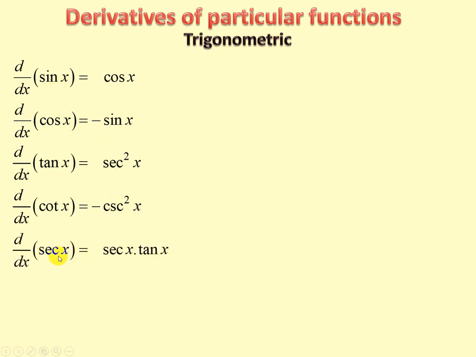And sec, the reciprocal of cos, its derivative is sec x times tan x. Very interesting the way it comes back at us. And of course, the derivative of cosec is negative cosec x cot x. Same pattern as the previous one with the negative. Once again, you don't have to remember these. These are in the information booklet.